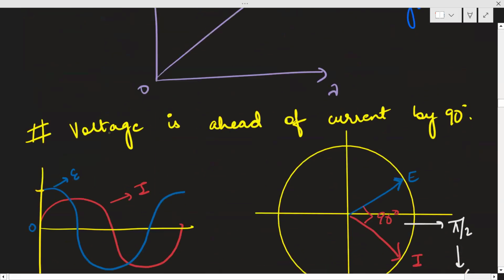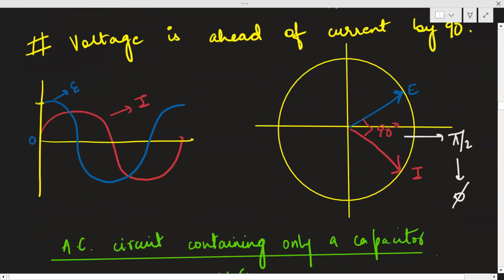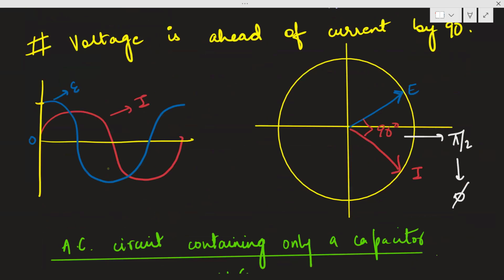See, if voltage is ahead, voltage is at 90 degrees while current is only at 0, so there is a gap of 90 degrees. You can see the phase difference is pi by 2. Similarly, if you show it on the phasor, I have shown that EMF is leading and current is still behind. This is the significance of these graphs and phasors.